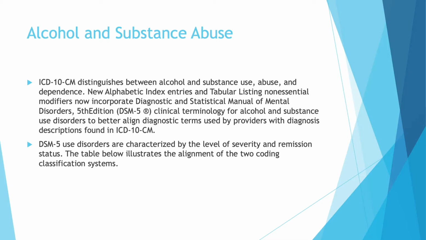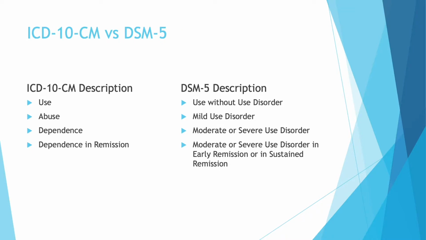And here we have the next part, differentiating between how we use the descriptions in ICD-10-CM and the DSM-5 description. So in ICD-10-CM, we use the word use, and the DSM-5 manual for the clinical providers, instead of use, they have the verbiage of use without use disorder. We use the word abuse in ICD-10-CM, while DSM-5 uses mild use disorder. We use the word dependence in ICD-10-CM, while DSM-5 uses the phrase moderate or severe use disorder.